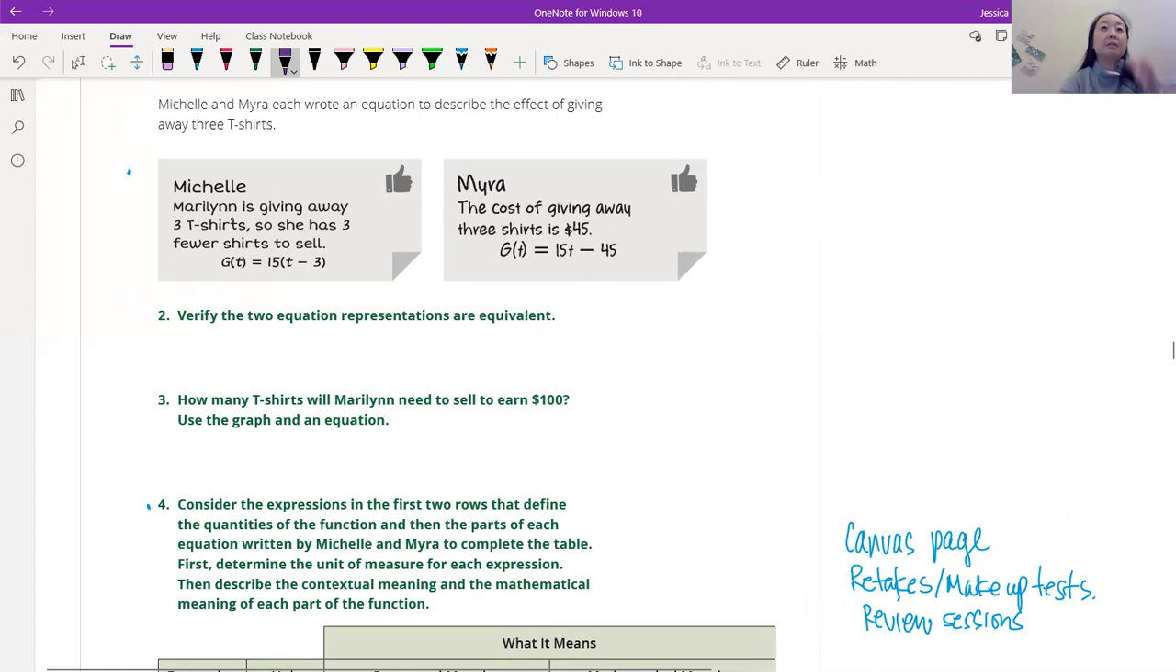So Michelle says, Marilyn is giving away 3 t-shirts, so she has 3 fewer t-shirts to sell. So she wrote it like this. I'm like, okay, that makes sense. Here, this is t-shirts she can sell.